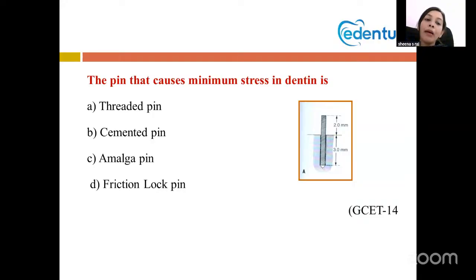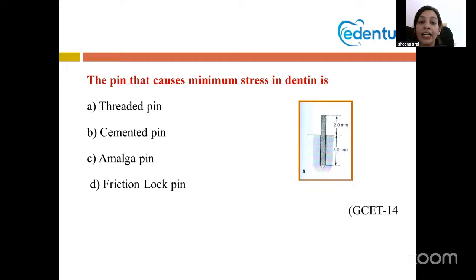So what do you mean by cemented pin? Cemented pin means the slot will be larger. We'll be just using a loose pin and it will be attached with the help of a cement. So there is no stress developed on the dentine or the enamel where we place it.